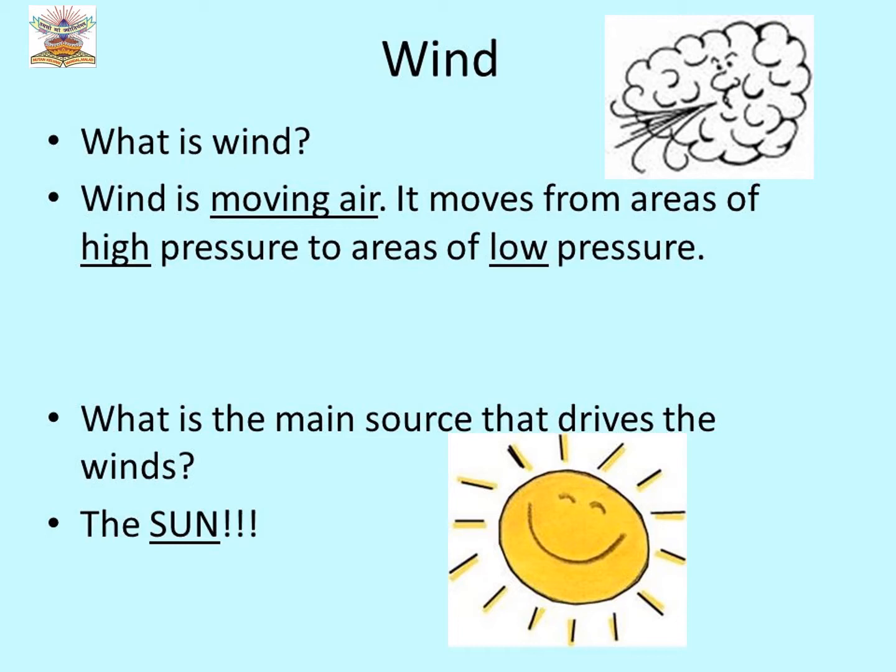And it moves from areas of high pressure to areas of low pressure. When there is high pressure, there is no place for the air to move, so it moves to the areas of low pressure. And what is the main reason that drives the wind? It is the sun.